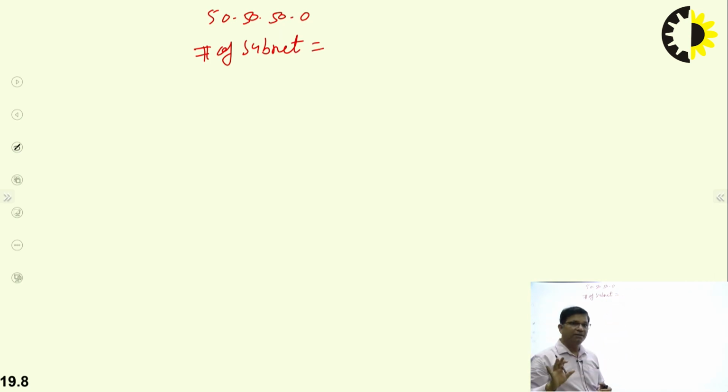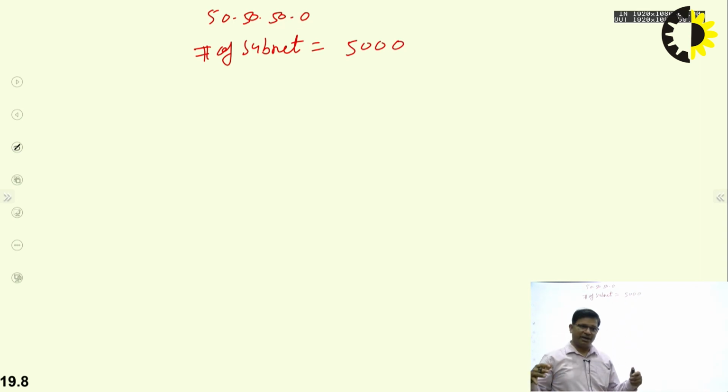There is an IP address given. Suppose I am the internet service provider. Some IP addresses are given, and we are asked to ensure that 5000 subnets should be there. Each subnet can have how many hosts? It doesn't matter currently, because I am not talking about the number of hosts. So, 5000 subnets are there.